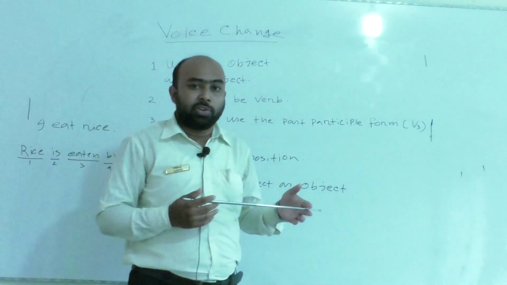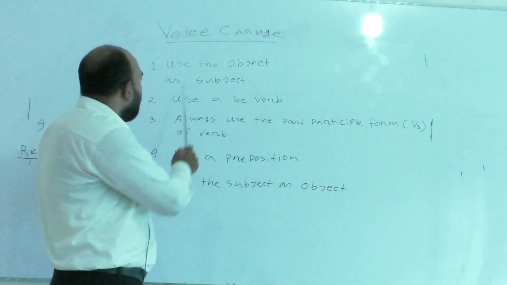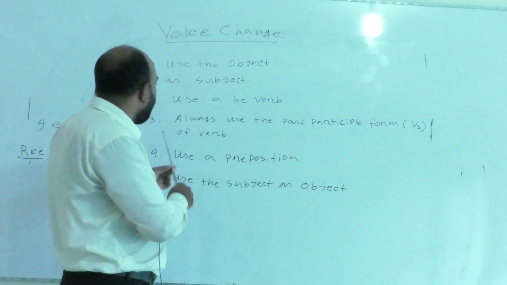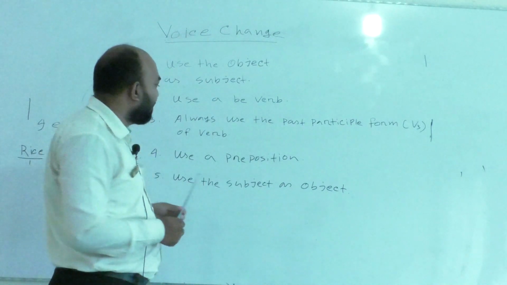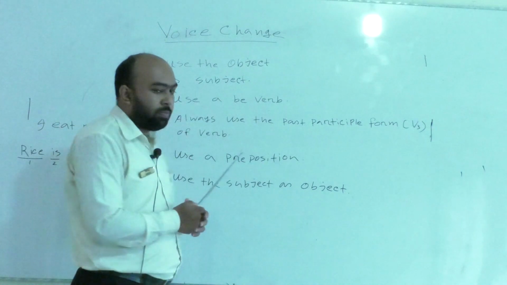Okay, I have already written on the board. Let's see what is the first one. First one is telling use the object as subject. Second one is telling use a be verb or an auxiliary verb. Third one is telling always use the past participle form of the verb.